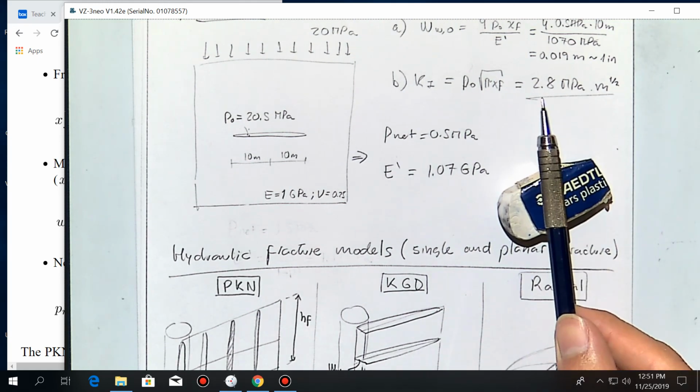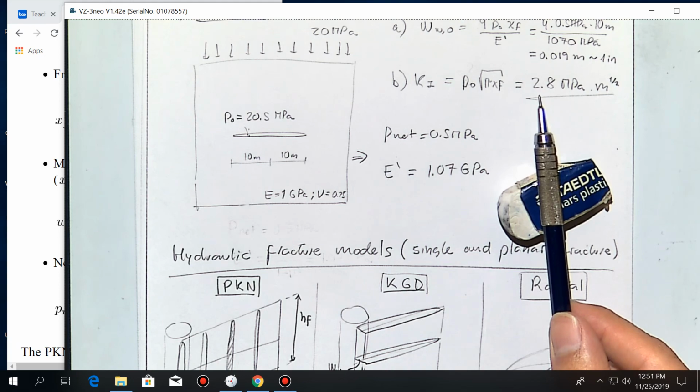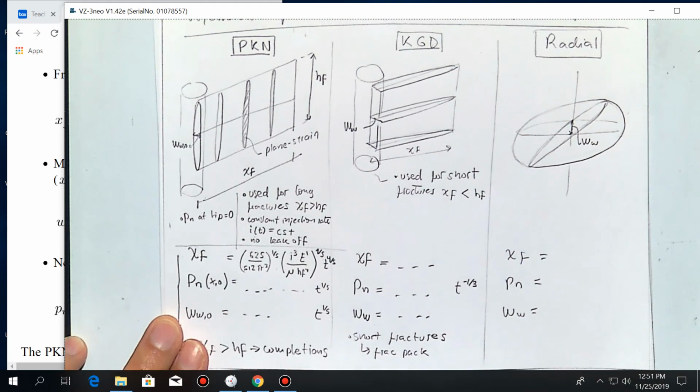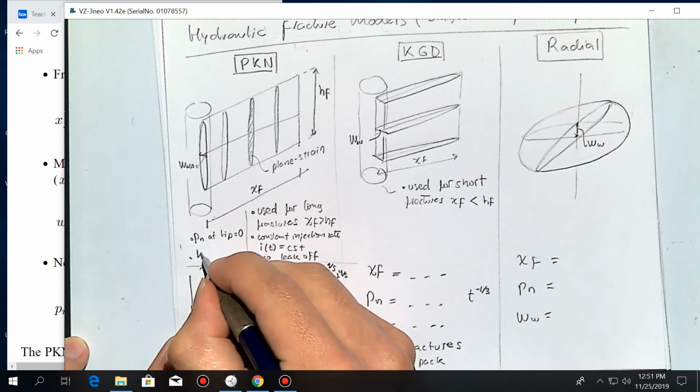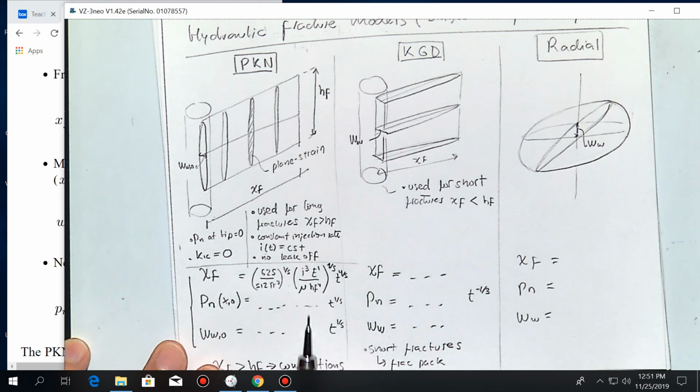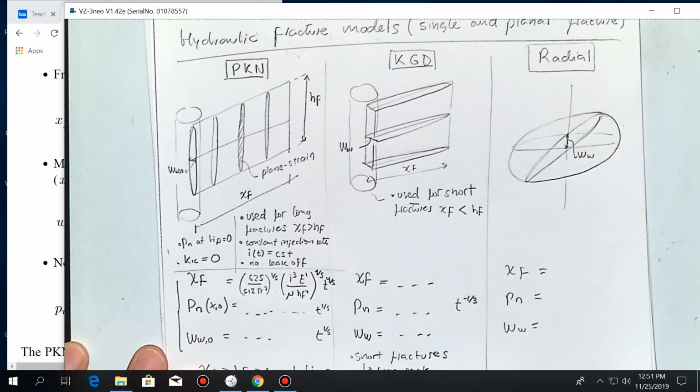Remember this? We disregard toughness. So in all of these models, we consider that the toughness of the rock is equal to 0. It's not in the model. Look at the equations. It's not in there.